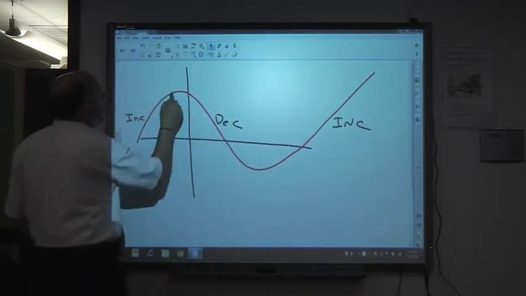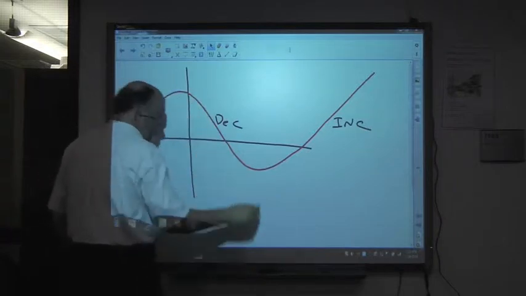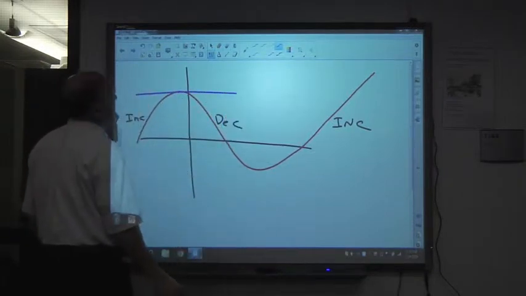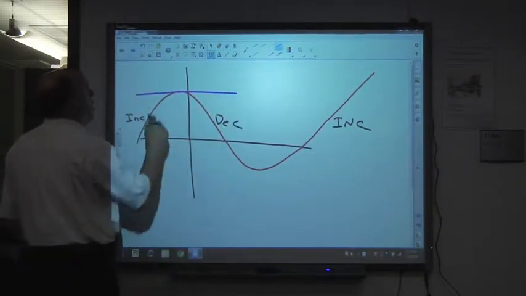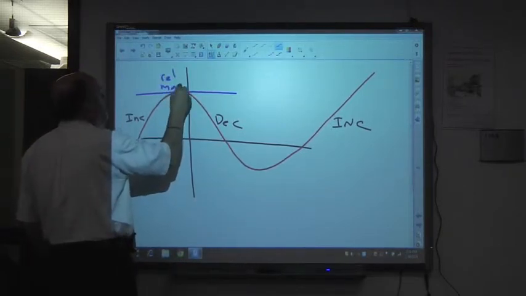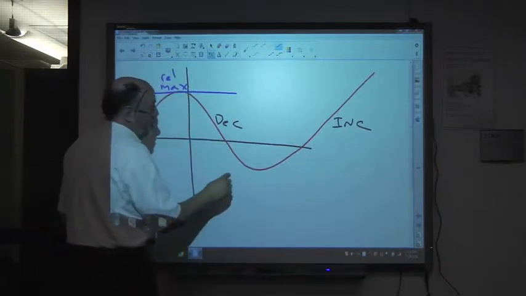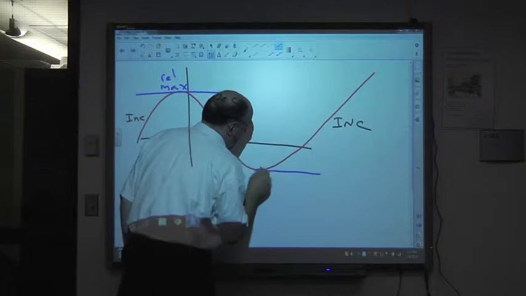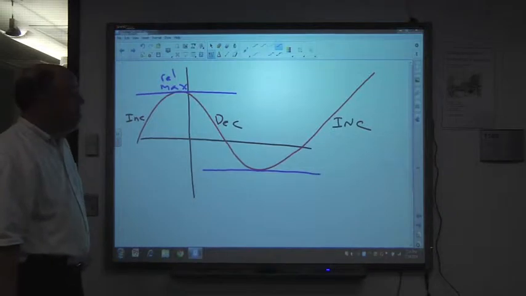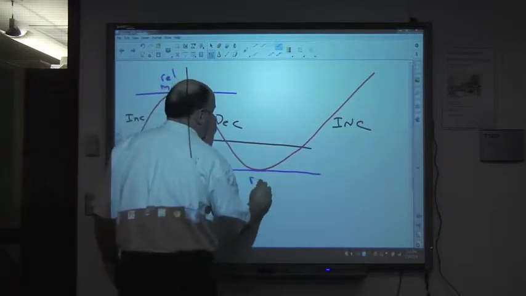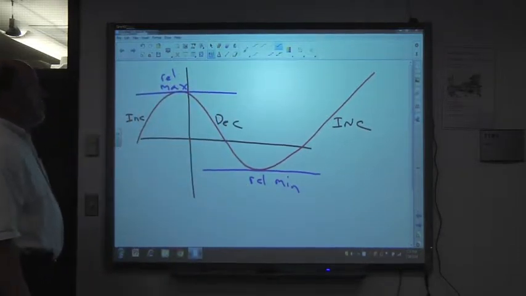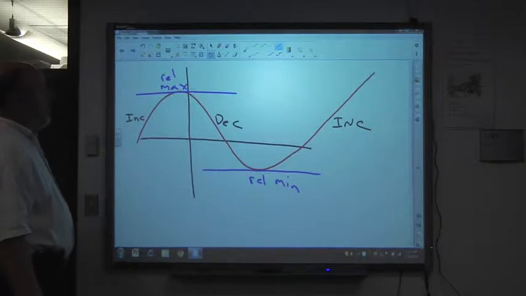At this point up here, if we were to take the derivative at that point, we'd find that at the very top it would be 0. And so this point would be a relative maximum. And down here at the bottom of this curve, the derivative, the slope, at that point would also be 0, and this would be a relative minimum. So with derivatives, we can find where the relative min and max are for our given curve.